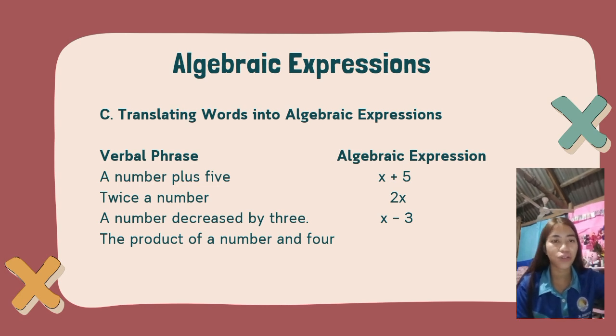Now let's have the third one. A number decreased by 3. A number is a variable. It is unknown, so let's have x. Decrease. What do you mean by decrease in operations? Yes, it is subtraction. So a number minus 3. So we have 3 here. So x minus 3. The last one, can you answer it? The product of a number and 4. Can you? Alright, so, the product of a number and 4.